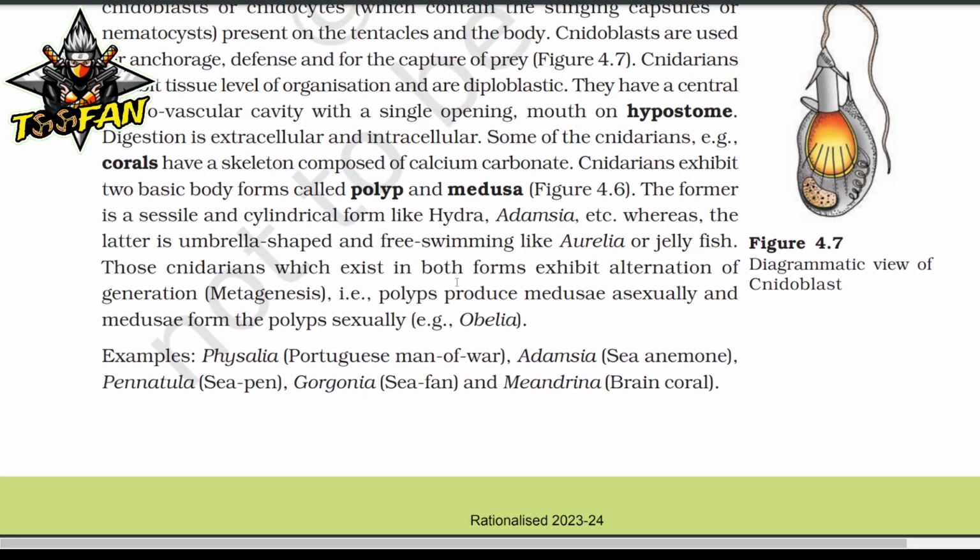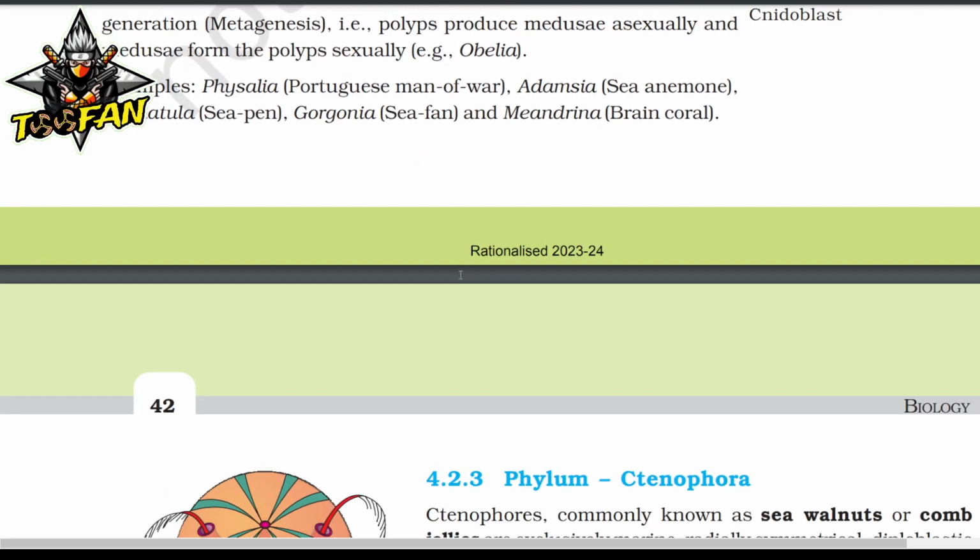Those cnidarians which exist in both forms exhibit alternation of generation, metagenesis, that is, polyps produce medusae asexually and medusae form the polyps sexually, for example Obelia. Examples: Physalia, Adamsia, Pennatula, Gorgonia and Meandrina.